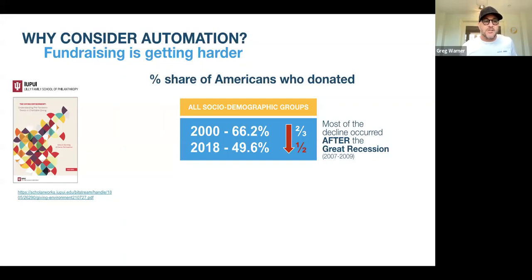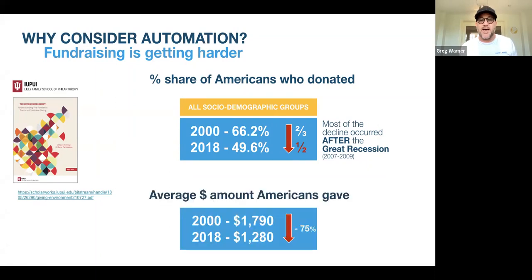And this is the most recent study, from last year, from the Lilly School of Philanthropy at Indiana, where they found that the percent of people who give to charity, just give to charity, period, has been going down from about 2/3 of Americans down to about half in the past 18 years. And most of that decrease happened after the Great Recession. So something's happening in our society where people don't want to give as much. The average amount has also gone down tremendously.